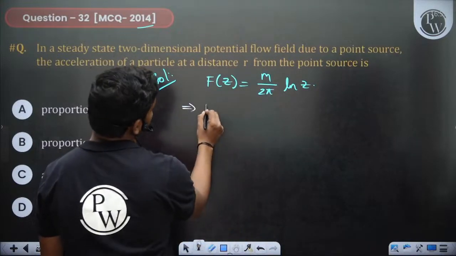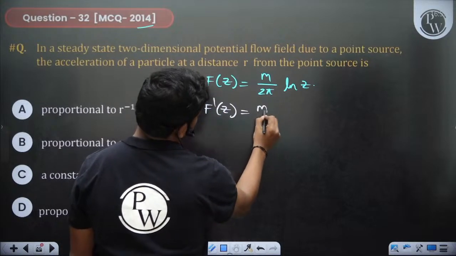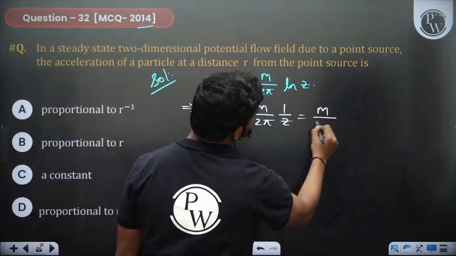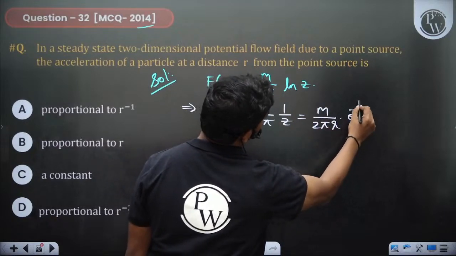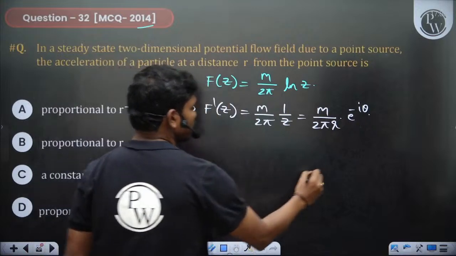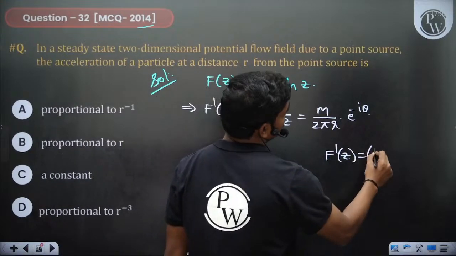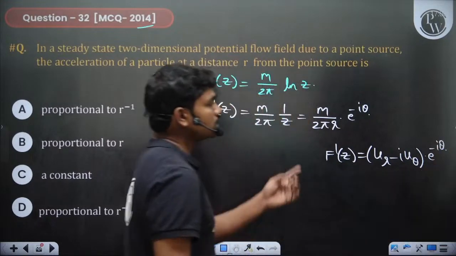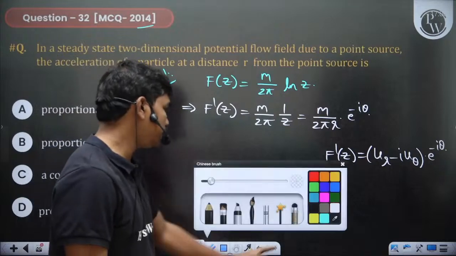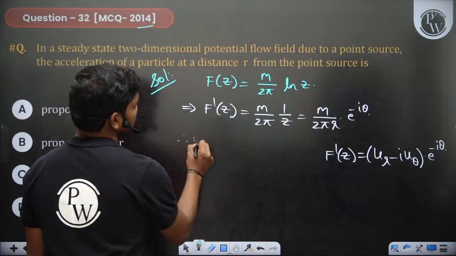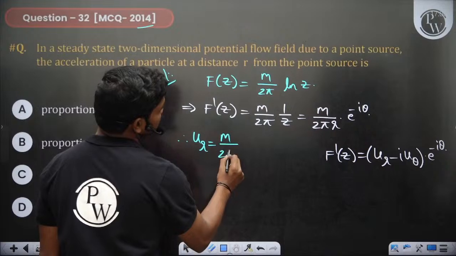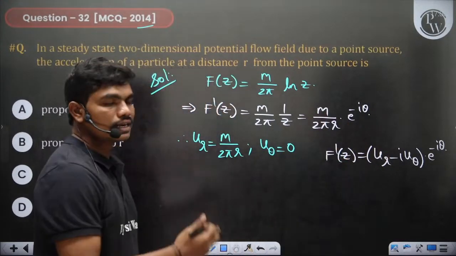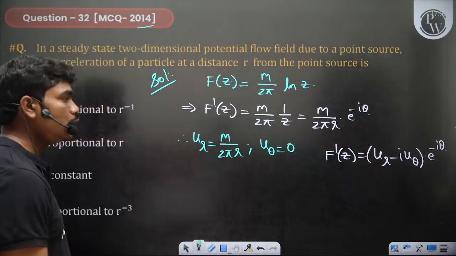So if you see, f dash of z is m by 2 pi, differentiation of ln z is 1 by z, so m by 2 pi r into e power minus i theta, correct? So if you see, in potential flows, the velocity f dash of z we write as u r minus i times u theta into e power minus i theta. So clearly this is the full expression that you get, which means in a flow with source, the radial component of velocity is m by 2 pi r, and obviously it's a source. You can see there is no u theta. If you compare these two, u theta is 0, and clearly we know in a source flow there is no angular velocity. You have only the radial component.